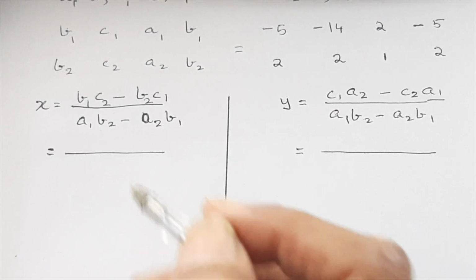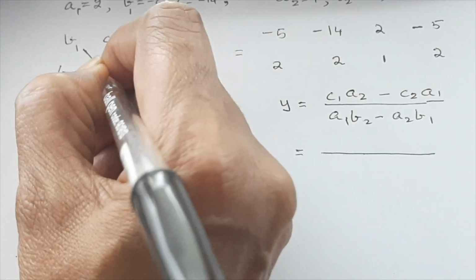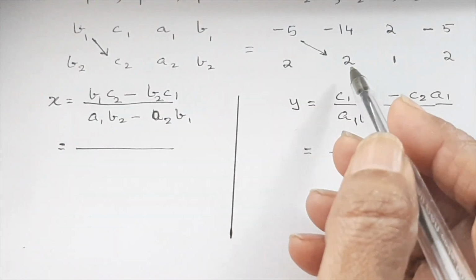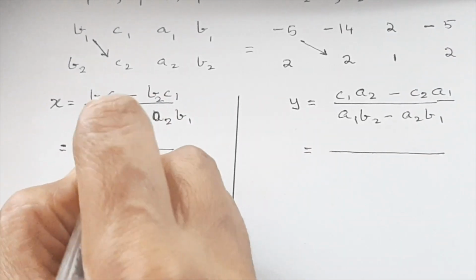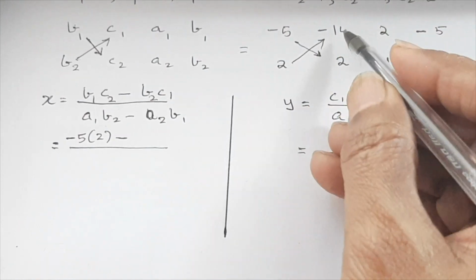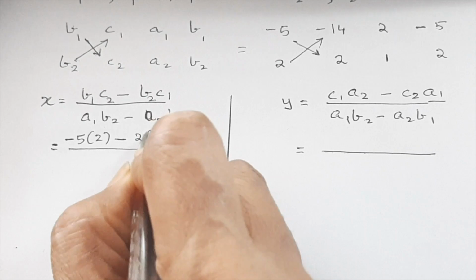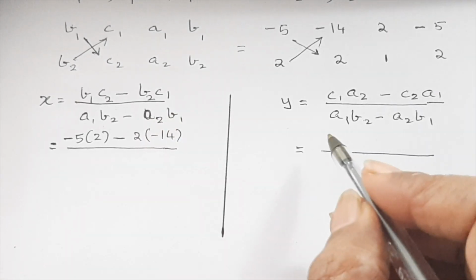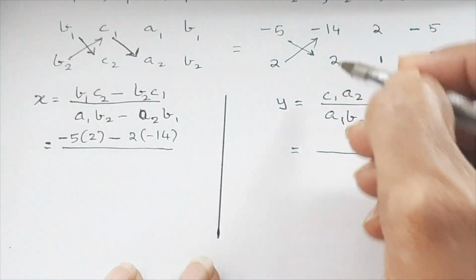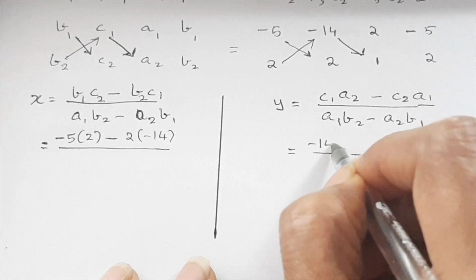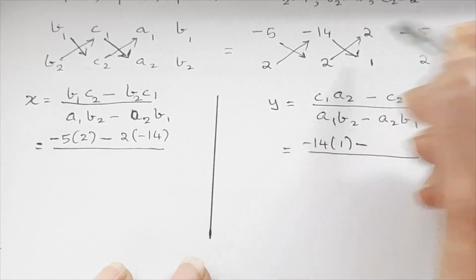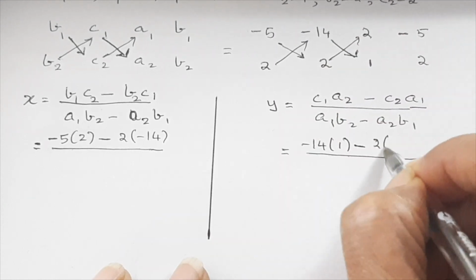Got that? Now to substitute B1 C2, we will do cross multiplication like this. So -5 into 2. So we will write it like so. Minus B2 C1. So here also it will be B2 C1. So that will be 2 into -14. Then let us write the numerator on this side. So for this we will have C1 A2. So we will take this way, -14 into 1 minus C2 A1. So we will do C2 A1. So that will be 2 into 2.